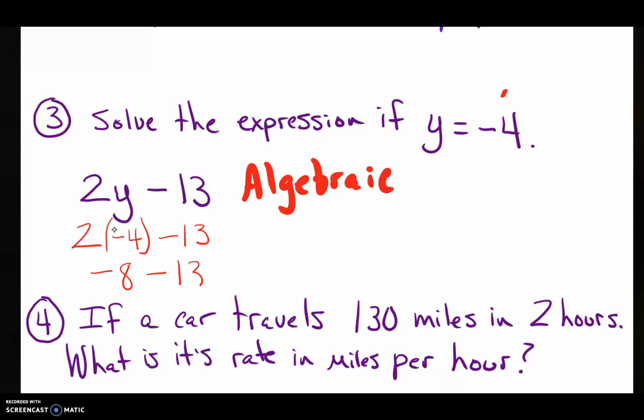Negative 8 minus 13. If you're showing your steps, it would be keep, switch, opposite. If you're looking at the number line, it's negative 8 where you would be starting, and you're going 13 more spaces to the left. Negative 21.